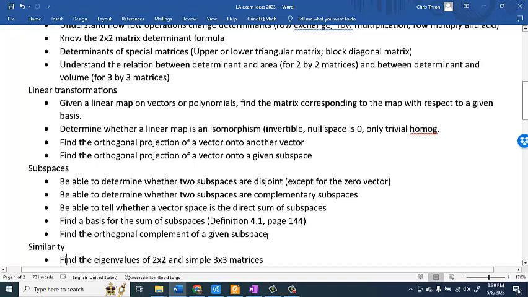Find the orthogonal complement of a given subspace. So what you want to do is find a basis of the entire space, which includes a basis of the subspace, and the other vectors are all orthogonal, perpendicular, to that subspace.